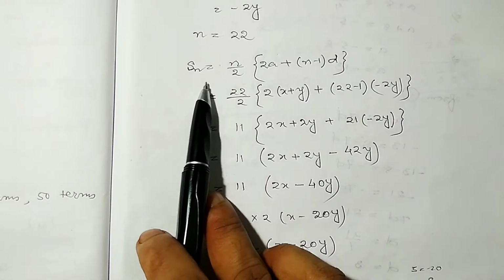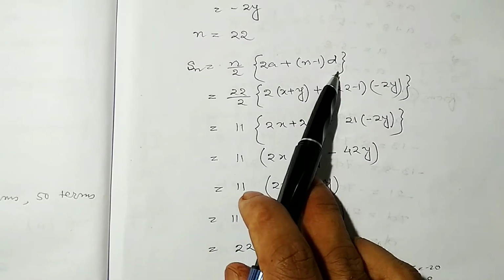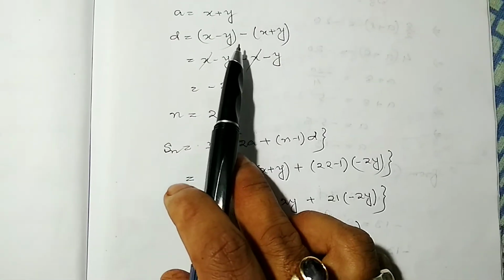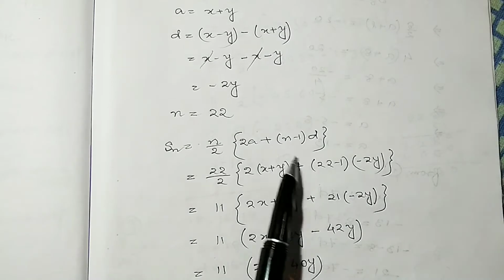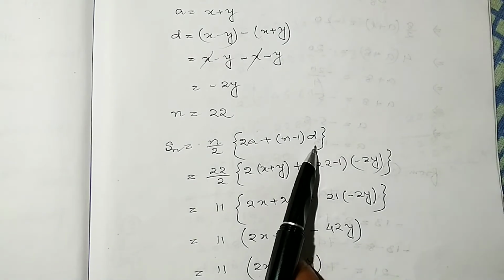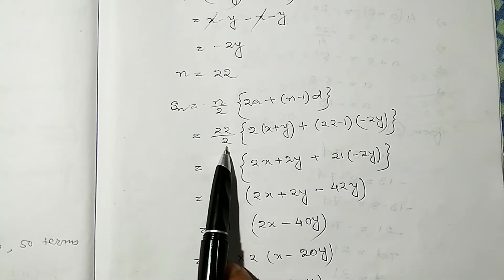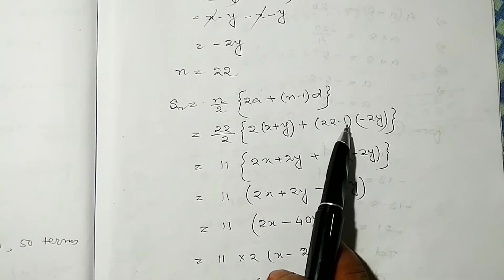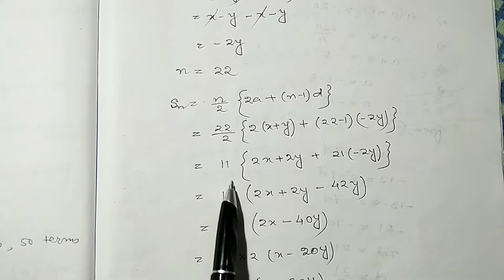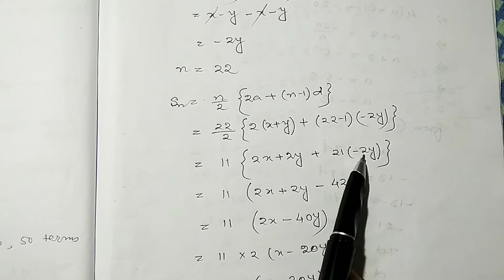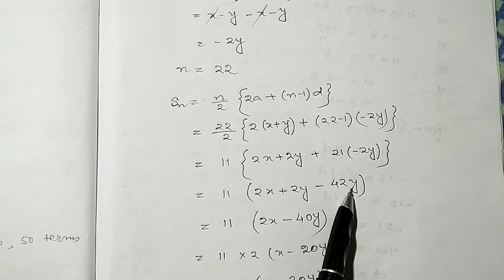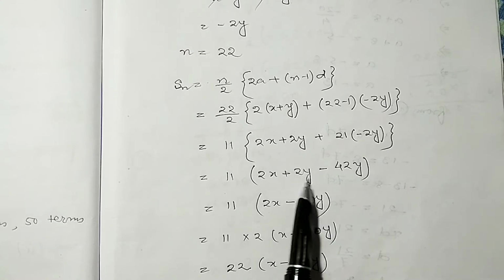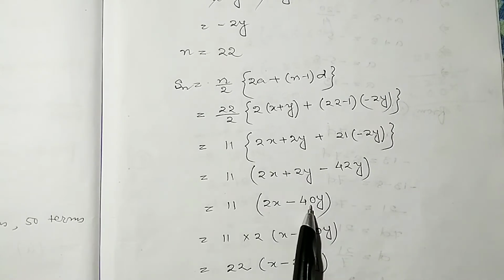Now we are to use the sum formula n by 2 into twice a plus n minus 1 into d. n here is 22, so it will be 22 by 2 into twice a. a is x plus y, so twice x plus y, plus n minus 1, which is 22 minus 1, and d is minus 2y. 22 by 2 is 11, 2x plus 2 into y is 2y, plus 22 minus 1 is 21 into minus 2y. So 11 into twice x plus 2y plus minus minus 21 twos are 42y. So 11 into 2x minus 42y and plus 2y; they are like terms. If you subtract, you are going to get minus 40y.